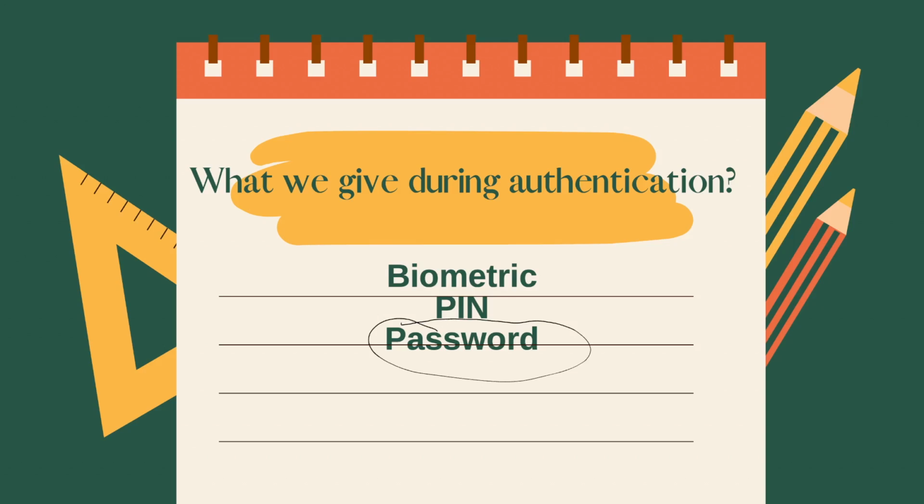So the thing is, if the question was what is the thing that you know during the authentication, that is your password. What is the thing that you have, that is your OTP. So that's a combination. The two-factor authentication, that is what? That is a combination of something you know and something you have.